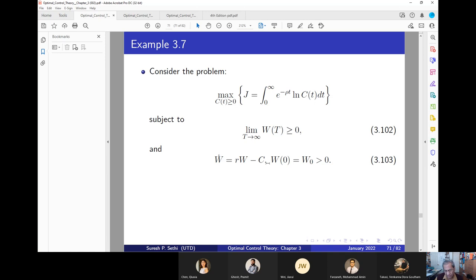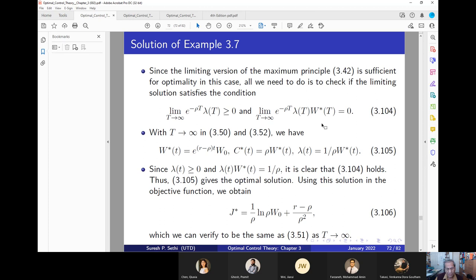So now we have W dot and we have initial value W zero. So we solve this problem. Well, we apply the limiting version of maximum principle 3.42. We already have solved this problem, so we can include our solution. We can take the limit in our solution, and we get this W star T, this C star T, this lambda T. This is coming all the way by taking the limit on those problems.